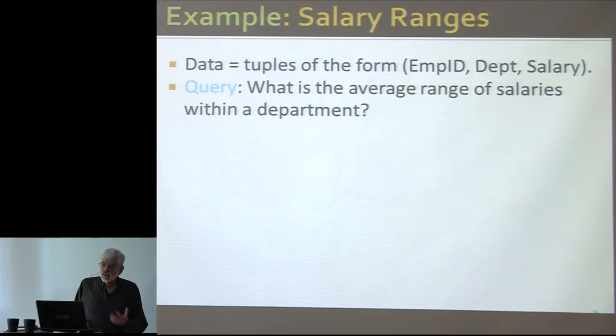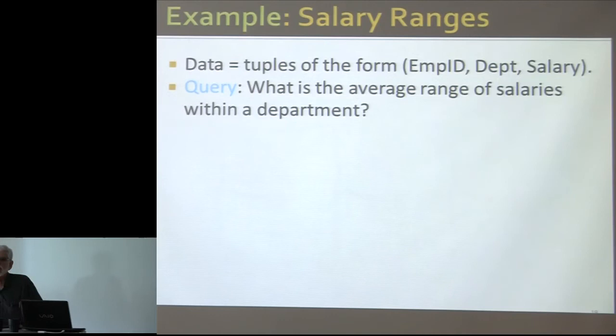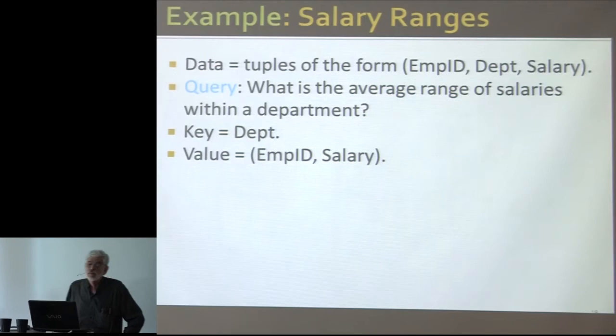But again, I want to take a sample. Maybe there are a million departments. I don't know what kind of a crazy organization this is. But I don't want to look at all million departments. I just want to take a sample of the departments, but I want to do it fairly. So I'm going to let the key be the department, and the value is the other fields, the employee and the salary.